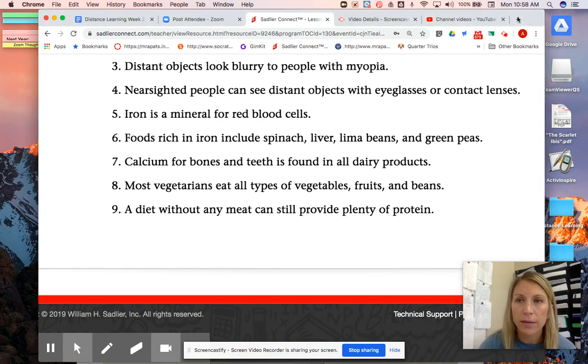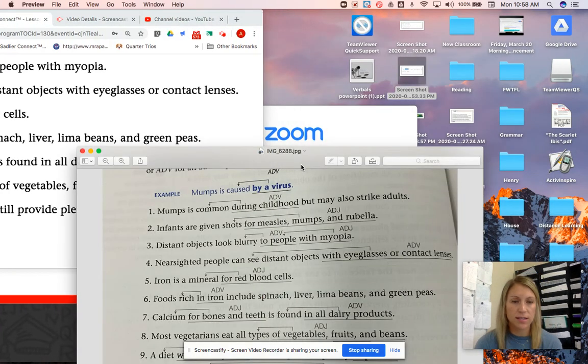All right, so we're on number 8. Number 8 says, most vegetarians eat all types of vegetables, fruits, and beans. Of is a preposition, so of vegetables, fruits, and beans is your prepositional phrase. You just have a compound object because you have and, a conjunction. So vegetables, fruits, and beans is modifying the word types. Types is a noun, adjectives modify nouns, so that is an adjective phrase.